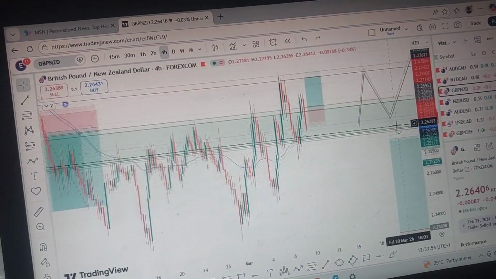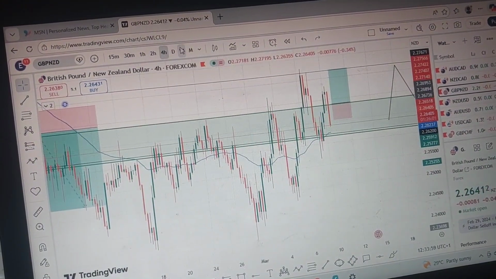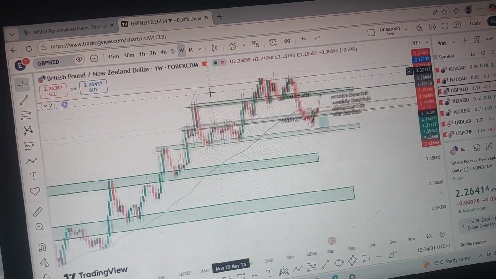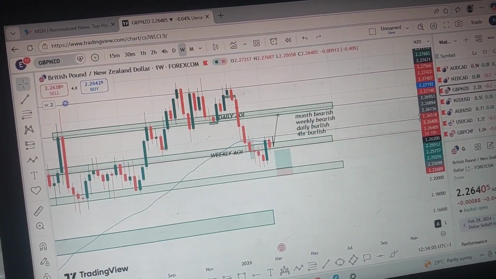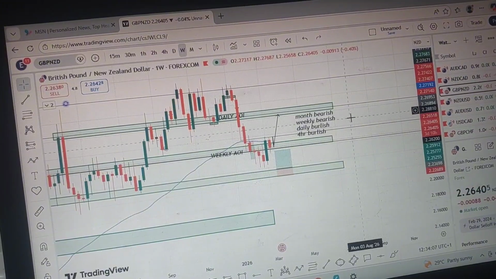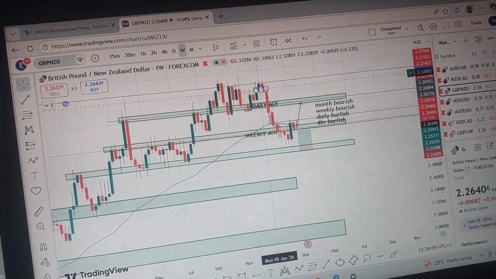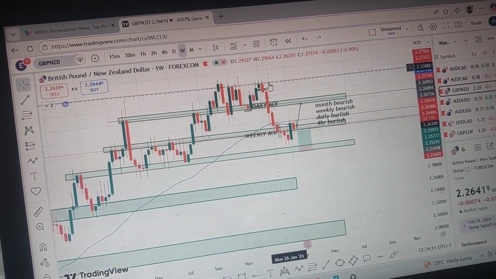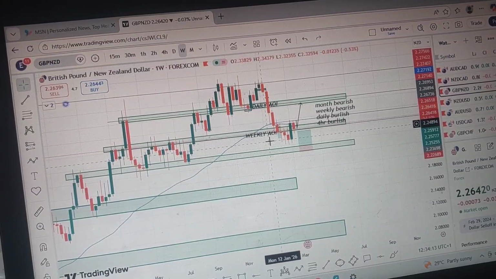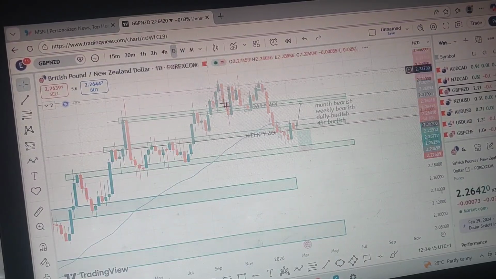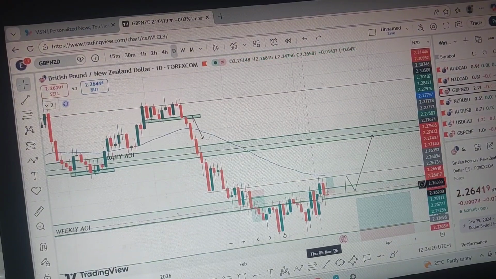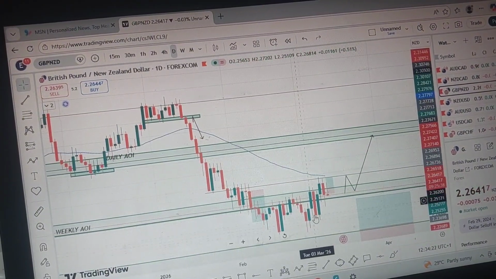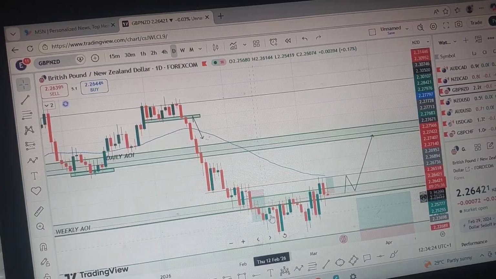GBP NZD. We can clearly see in the weekly time frame we are bearish. This is the lower high and this is the lower low. In the daily time frame, we are bullish. This is the higher high and this is the higher low. This was the previous lower high and this was the previous lower low.